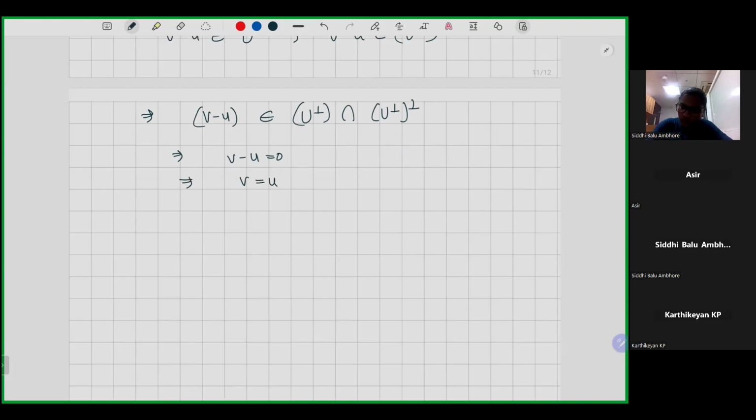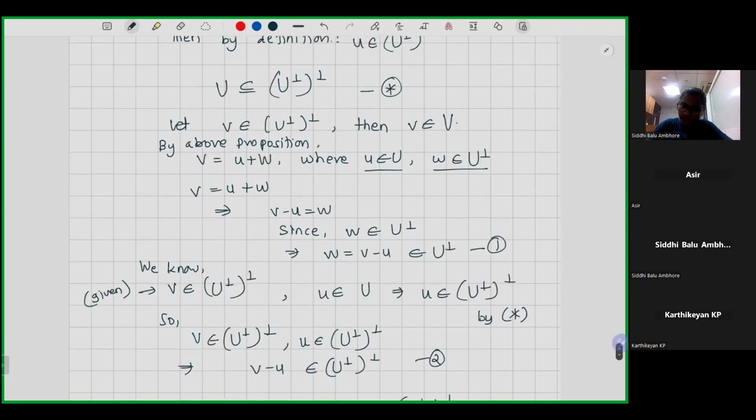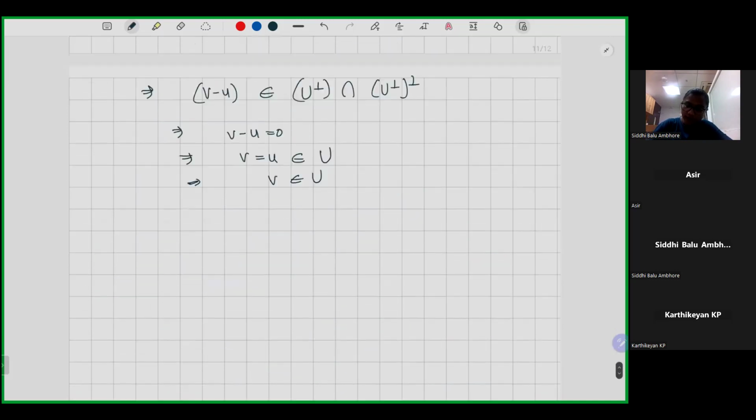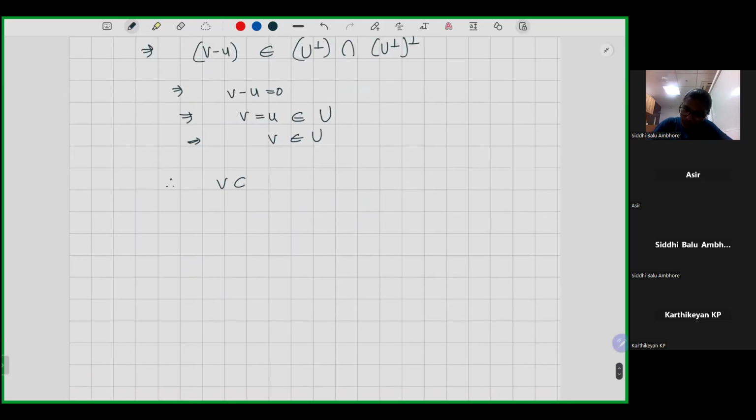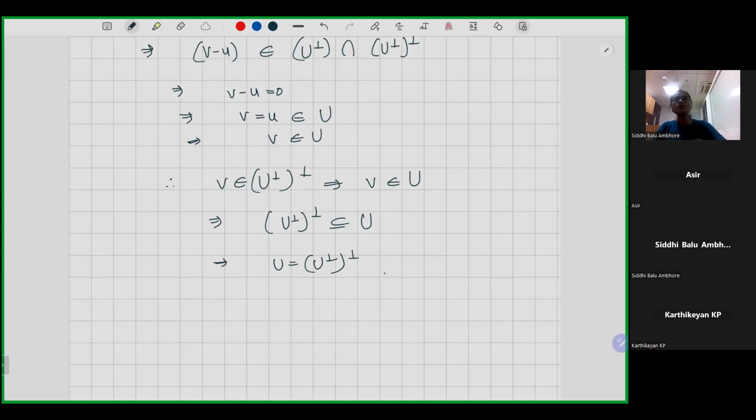So this implies that V is equal to U. But where does this U belong? U belongs to U, right? Because we started with U. So this implies V belongs to U. So V was my element from U perp perp, and what we arrived at is that V belongs to U. Therefore U perp perp is actually contained in U. And from what we have, this implies that U is equal to U perp perp. Okay. Any doubts here?